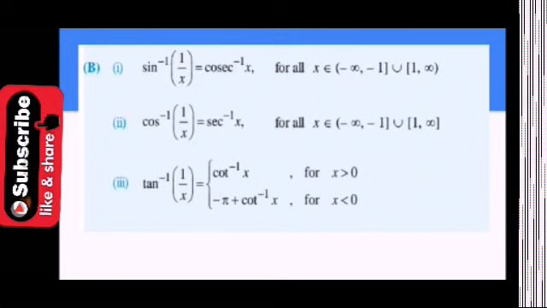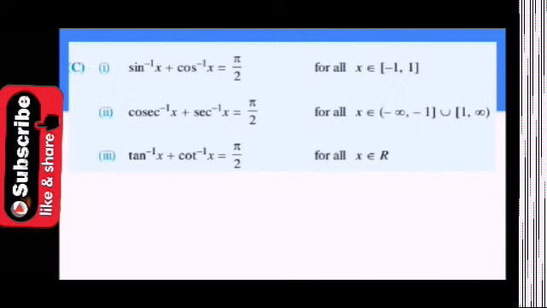Now cos inverse 1 by x equals sec inverse x, tan inverse 1 by x equals cot inverse x when x is positive, and when x is negative, minus pi plus cot inverse x. Here the third condition is important to prove this, but we will discuss each and every one in detail. Sin inverse 1 by x equals cosec inverse x.